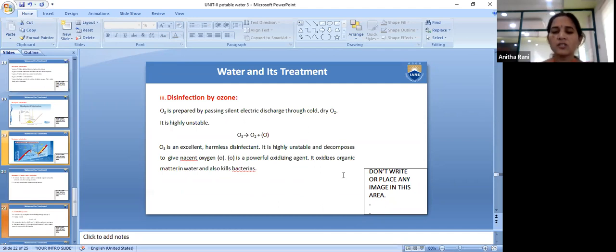So it oxidizes organic matter present in water and also kills the bacteria. So we will pass the ozone in water.